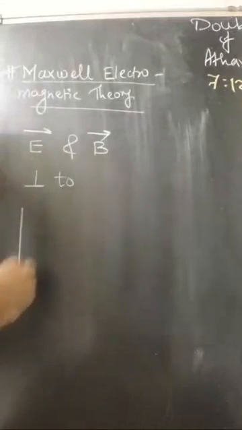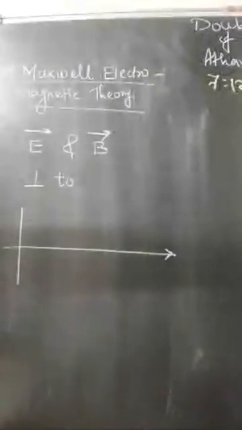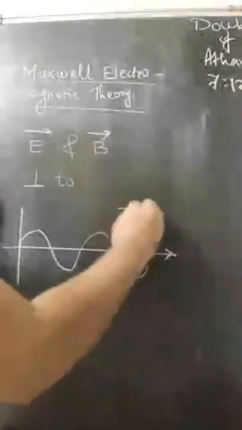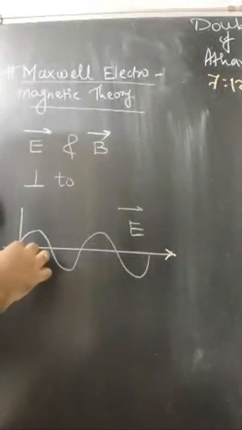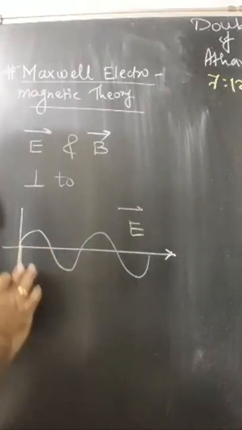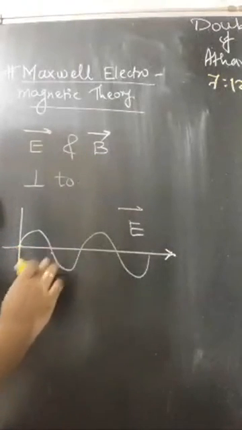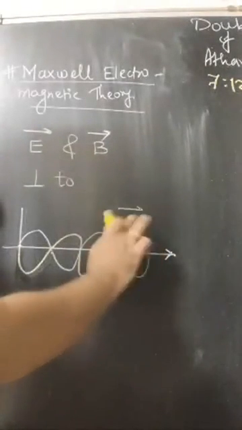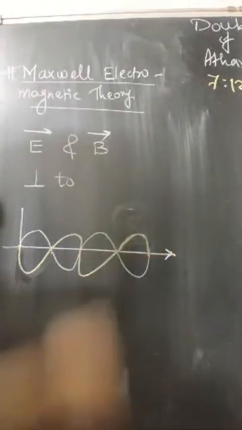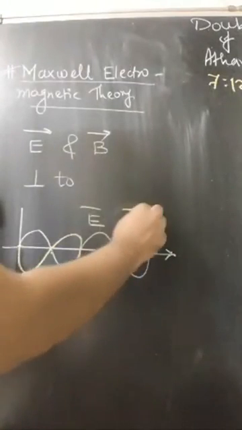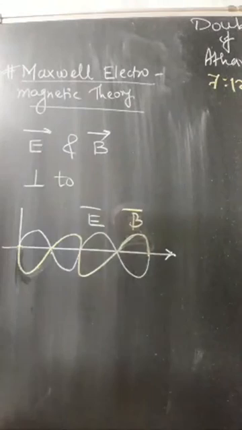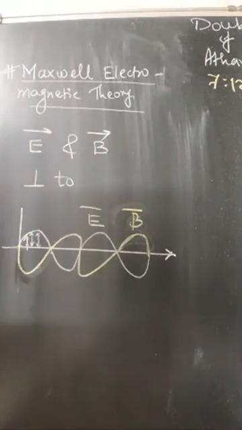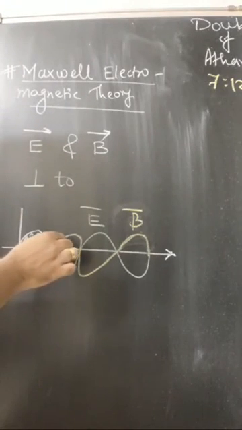Now I can show you all how the electric field and magnetic field vectors look. We can understand it like this: if this is the electric field vector, then the magnetic field vector is going to be perpendicular to it. So this is the electric field vector and this is the magnetic field vector. I'll explain it to you all. If the vibrations of the electric field are vertical, then the vibration of the magnetic field will be horizontal.